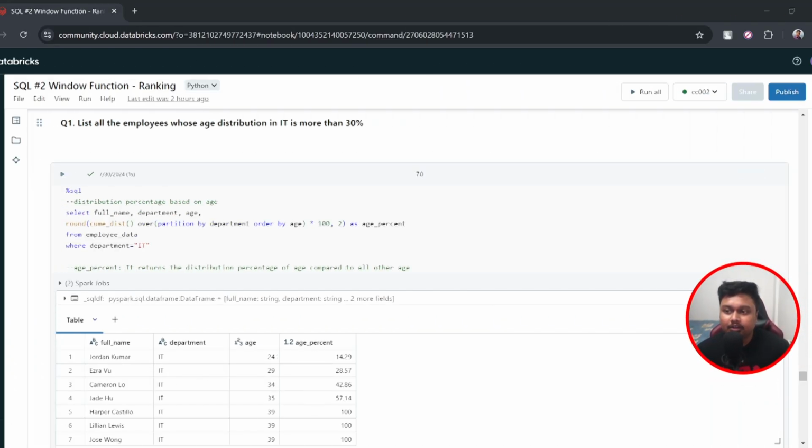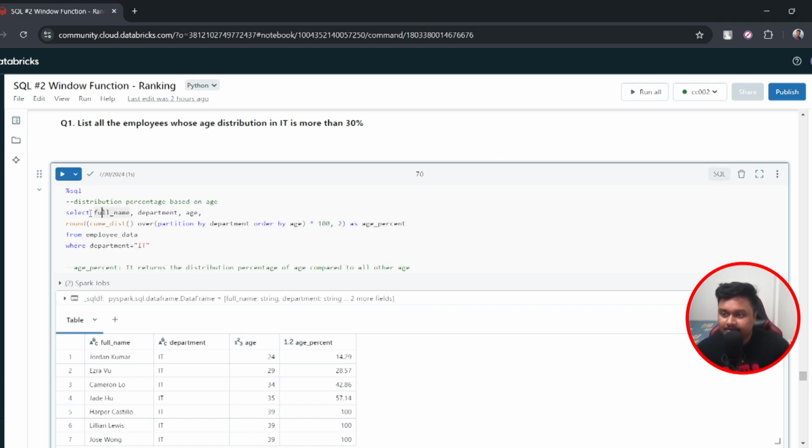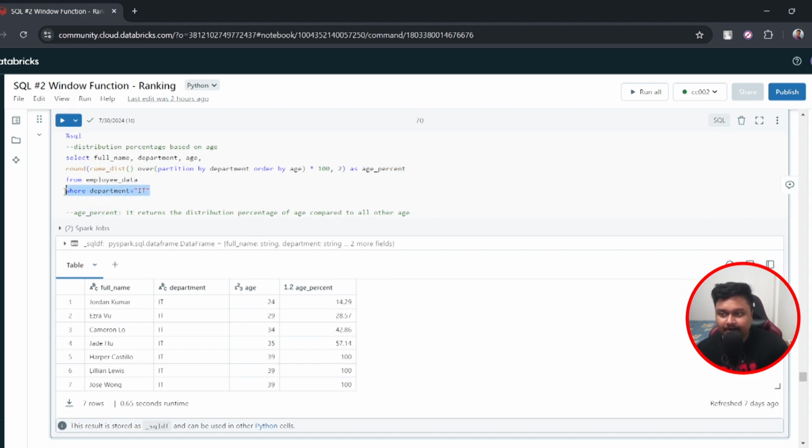The first question is, list all the employees whose age distribution in IT is more than 30%. Basically we have to find the cumulative distribution of age of each employee falling under IT. So here is how you do that. I first take the full name, department, age, and then I calculate the cumulative distribution. The query is Cumdist over partition by department, order by age, in ascending order. Then I multiply it by 100 to get the percentage value, and finally I round it off to 2 decimal places. So this gives me the age percent, and I've also filtered the department equal to IT as asked in the question, and here we have it.